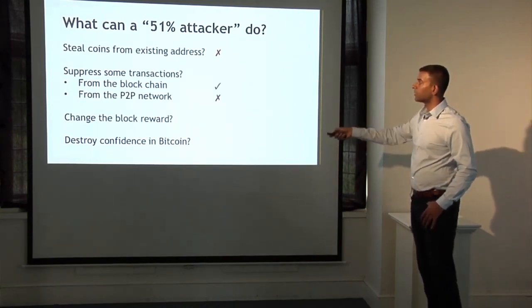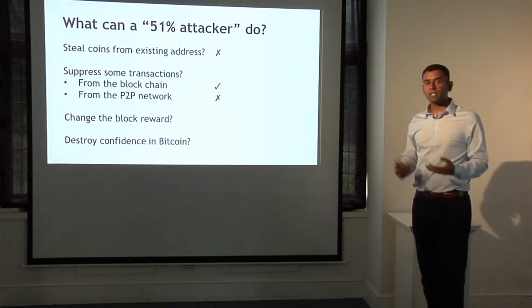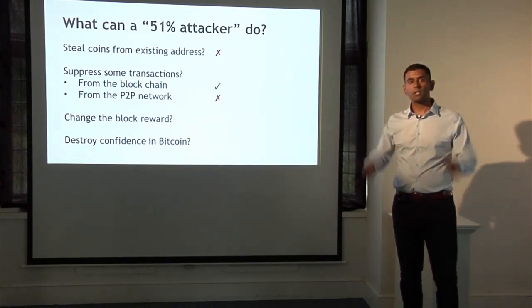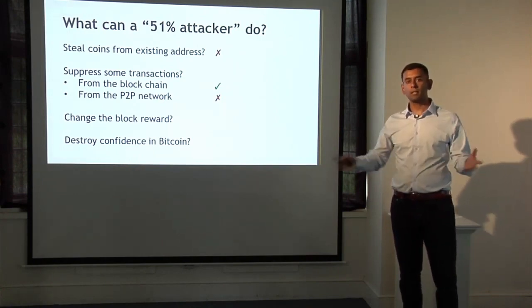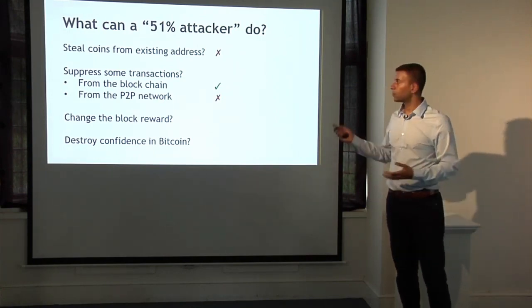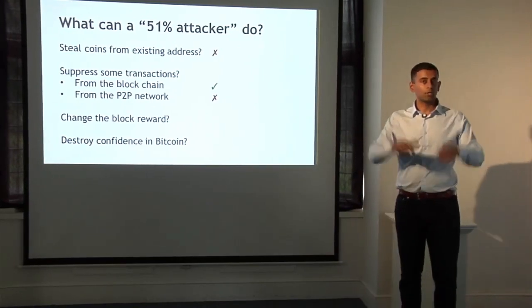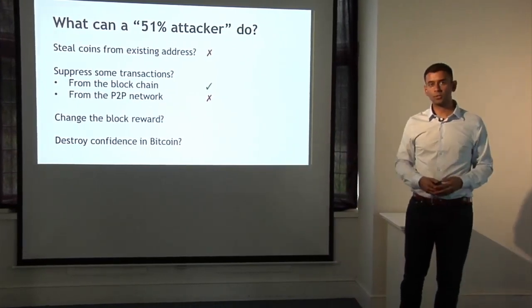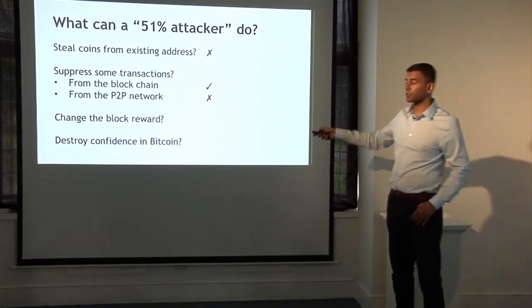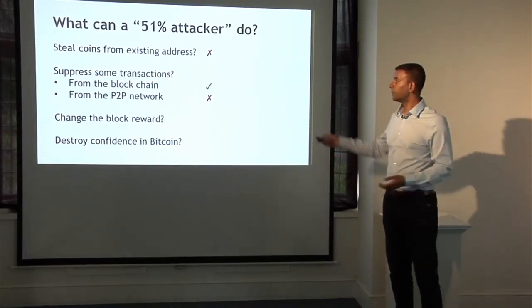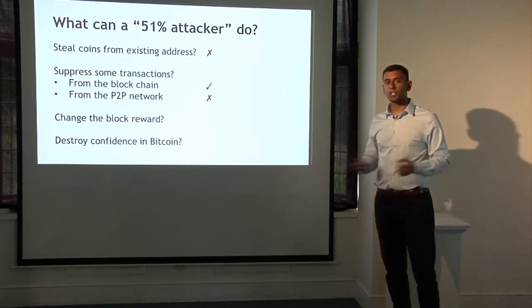However, the attacker cannot prevent these transactions from even being broadcast to the peer-to-peer network, because the peer-to-peer network doesn't depend on the blockchain, doesn't depend on consensus, and we're assuming that the attacker doesn't fully control the network. So the transactions are still going to find a way to reach the majority of nodes. So even if the attacker tries this attack, it will be very clear that that attack is happening because the peer-to-peer network will still receive these transactions.